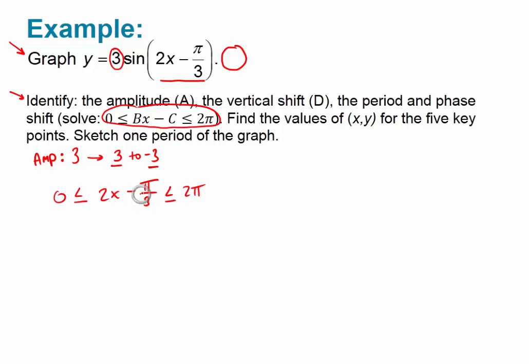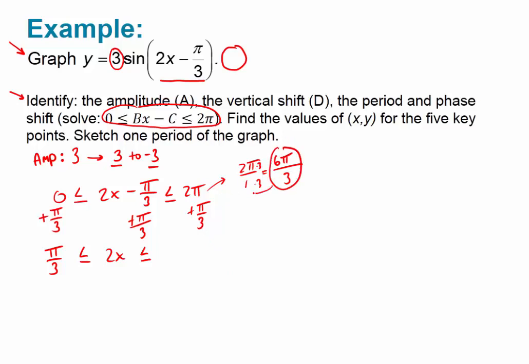So let's see. First thing I'll do is add to get rid of this pi over 3. Now I have pi over 3, then 2x in the center here, less than or equal to, well, we're going to have to get a common denominator to add those. So I'm thinking 2 pi over 1. I want it to have a new denominator of 3, so I just multiply the top and the bottom by 3. So 6 pi over 3. That's what 2 pi is. Now I want to take that 6 pi over 3 and add it to that pi over 3 there. So it will be 7 pi over 3.